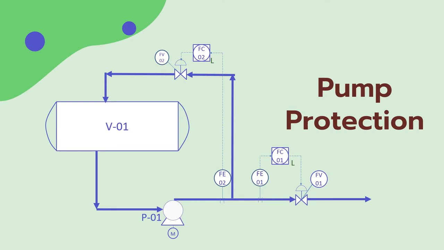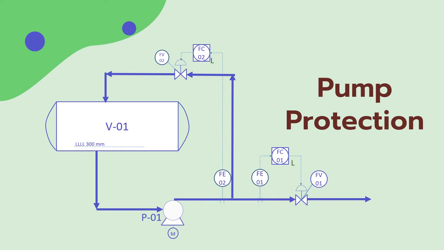Now, what if the conditions on which we designed the pump were changed to a critical value? For example, this pump draws the fluid from a vessel. We made the NPSH calculation based on the lowest level in the vessel. Let's say it's 300 mm for example. What if the actual level in the vessel dropped to a value below this level? The pump would cavitate.